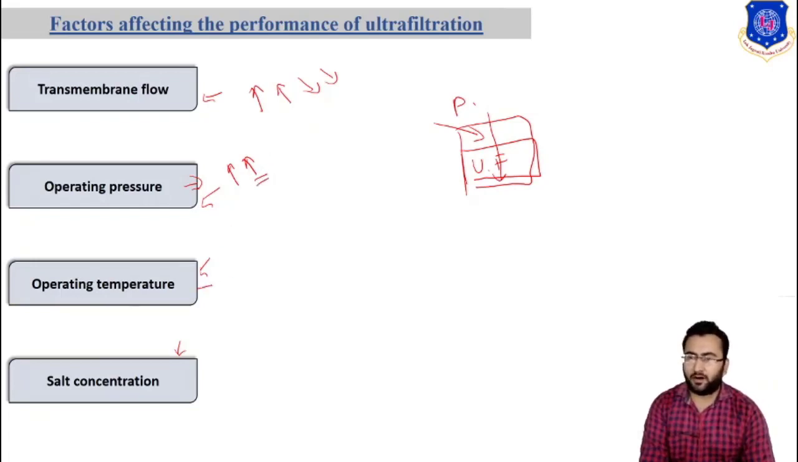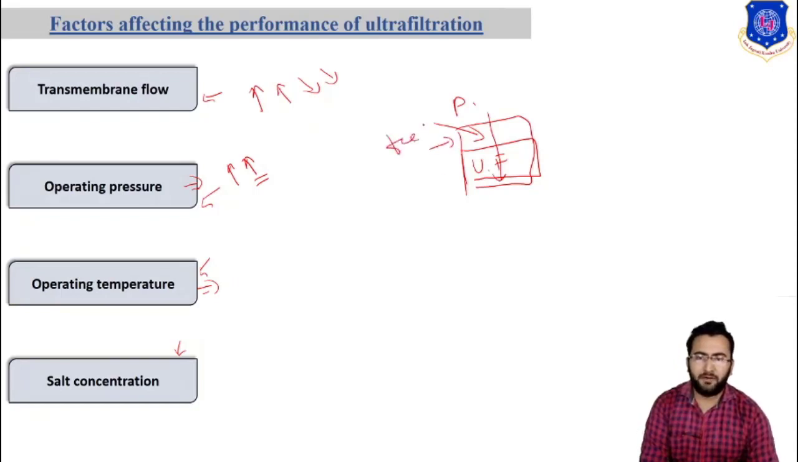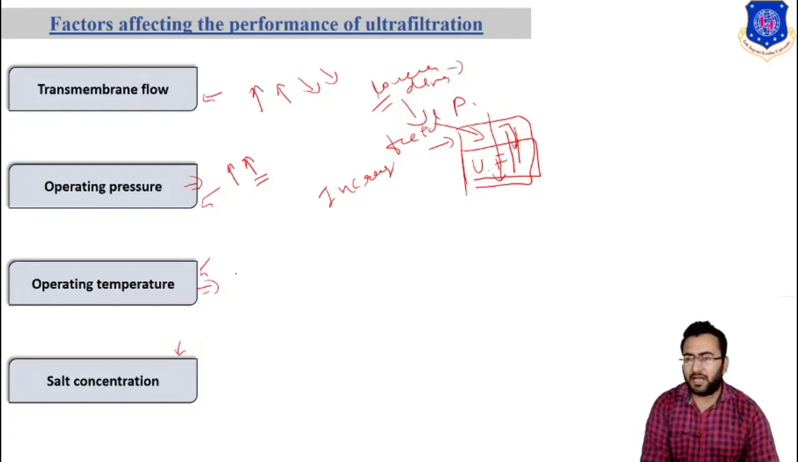Then third is our operating temperature. If we heat the feed, we will get a lower density compared to normal density. So if we increase the temperature, we will get a lower density of the feed, and the lower density feed will easily pass through the pores of the ultrafiltration membrane. So we will get a higher flux at higher temperature.